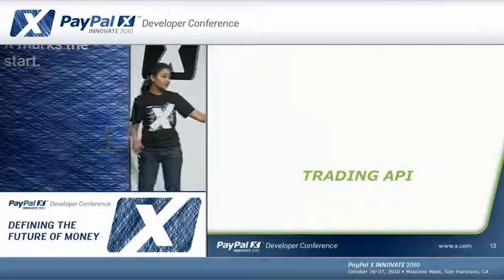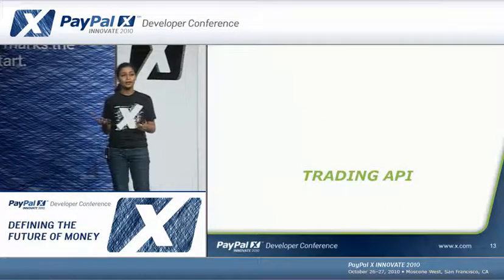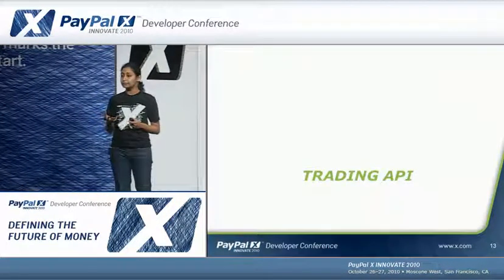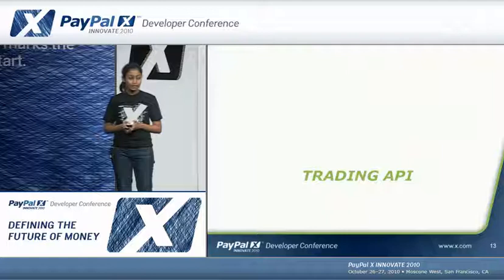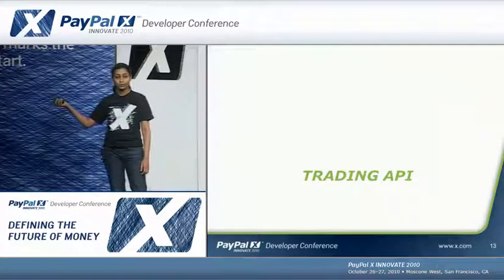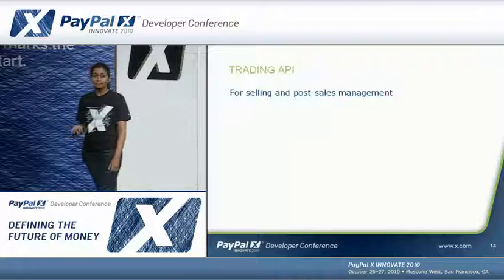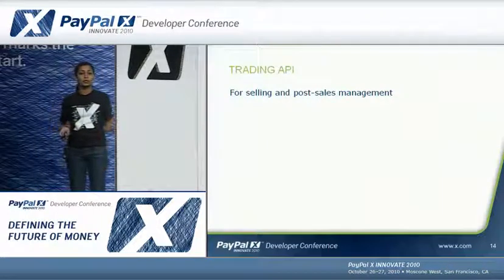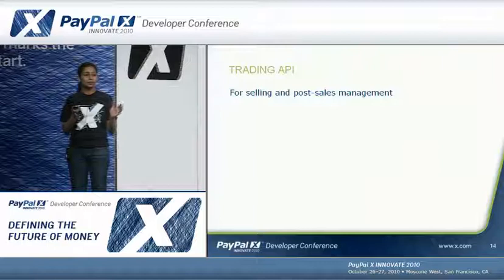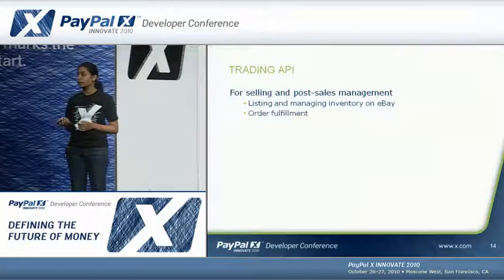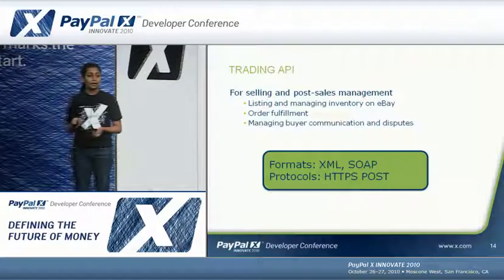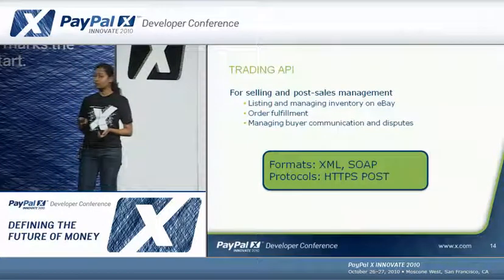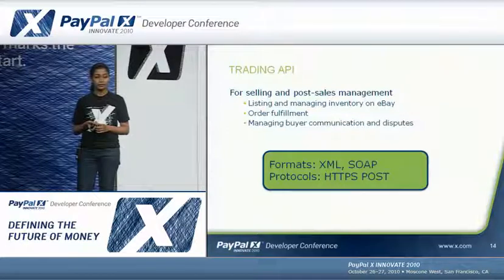So with this background, wouldn't it be nice to have something that would allow sellers to do this in an automated, simplified fashion? Sellers' lives would be much easier. And so enter Trading API. The Trading API allows sellers to do pretty much everything that covers selling and post-sales management: listing items on the site, managing their inventory, doing order fulfillment, uploading shipment information, and managing communication with their prospective buyers or existing buyers.